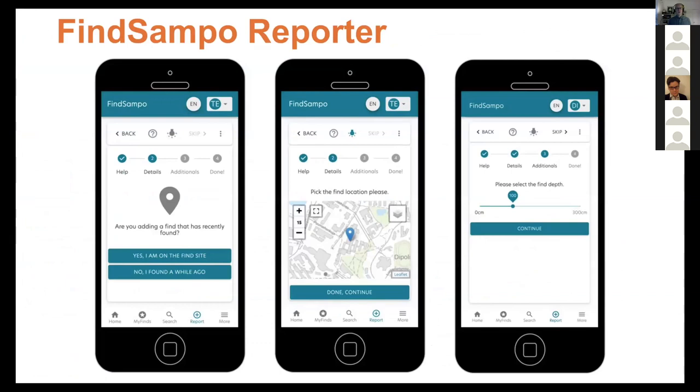So then the FindSample Reporter is a prototype created for reporting the finds directly from the field with a mobile phone or any other device. So it was developed to realize the reporting part of the vision. The interoperability between the reporter and existing FHA systems was found out actually to be quite challenging, and there is still further development needed to take this into use.